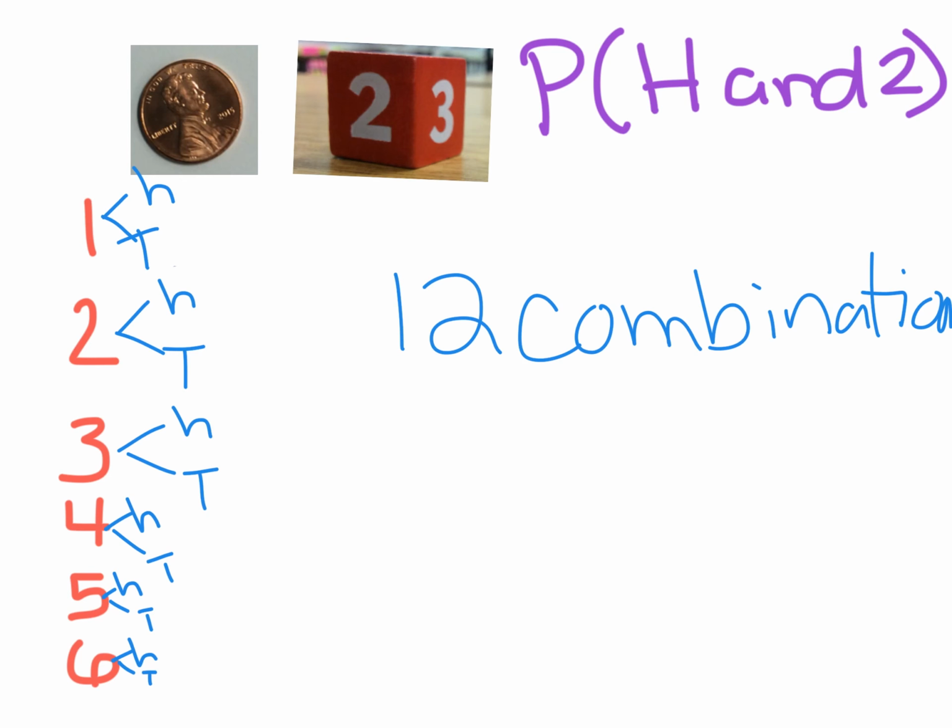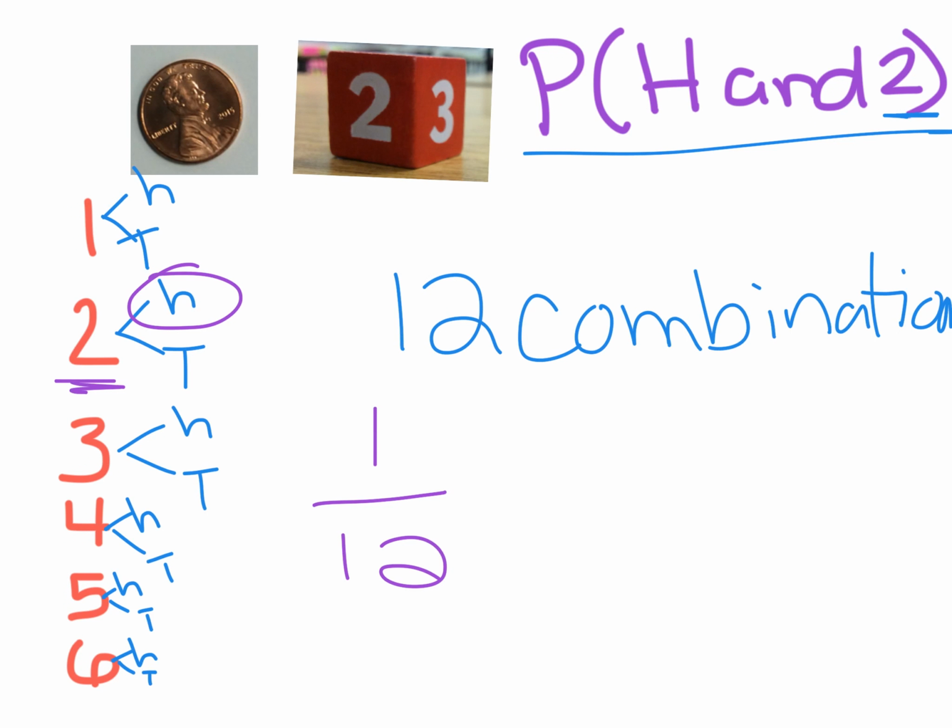But we're looking at one specific, the probability of heads and a 2. So we have to look where there's a 2, which is here, and here's where there's heads. So how many times does that happen? It only happens once. And out of how many total combinations? Out of 12. So the probability of getting heads and a 2 is 1/12.